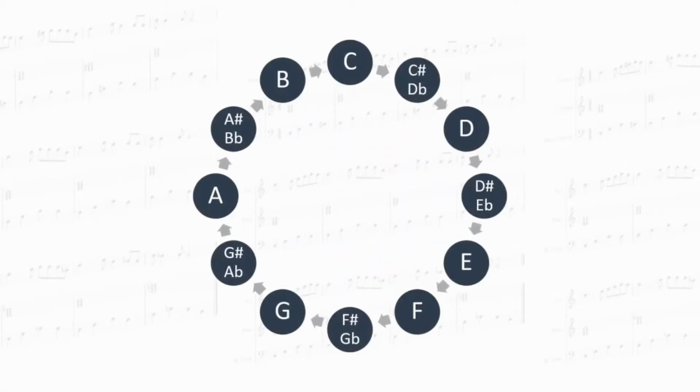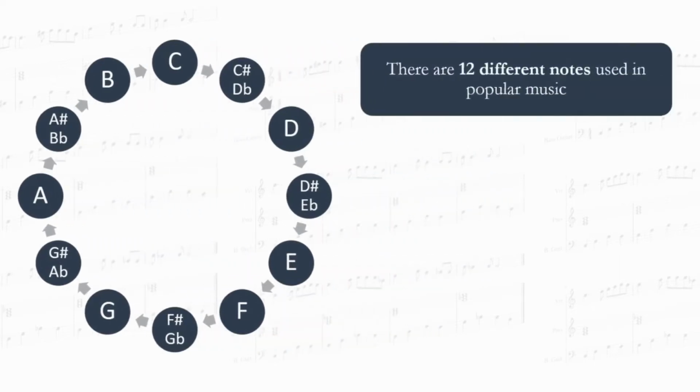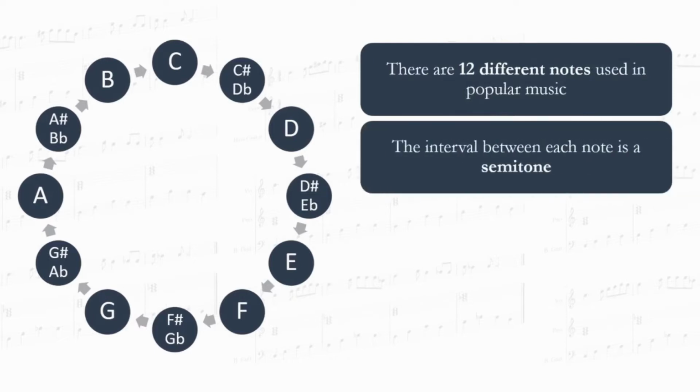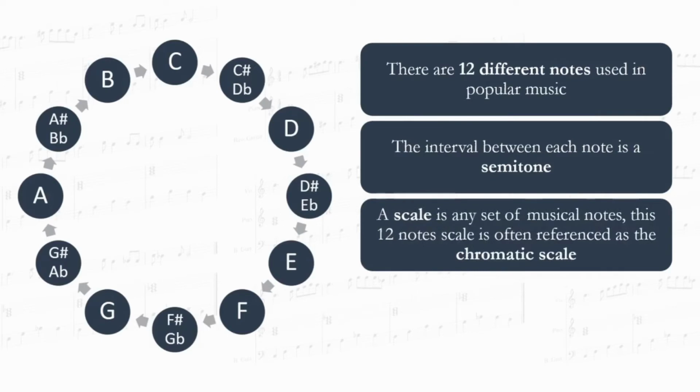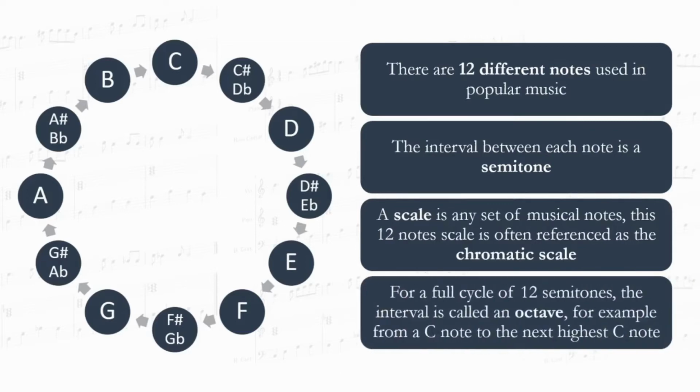First, let's start with some basic knowledge that you're probably familiar with. So there are 12 different notes used in popular music. The interval between each note is called a semitone. A scale is any set of musical notes. This 12-note scale is often referenced as the chromatic scale. So for a full cycle of 12 semitones, the interval is called an octave. For example, from a C note to the next highest C note.